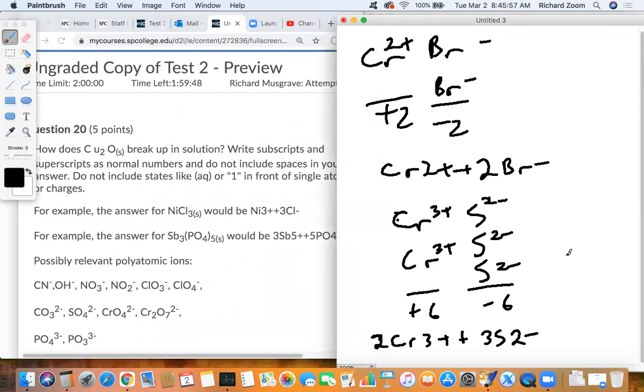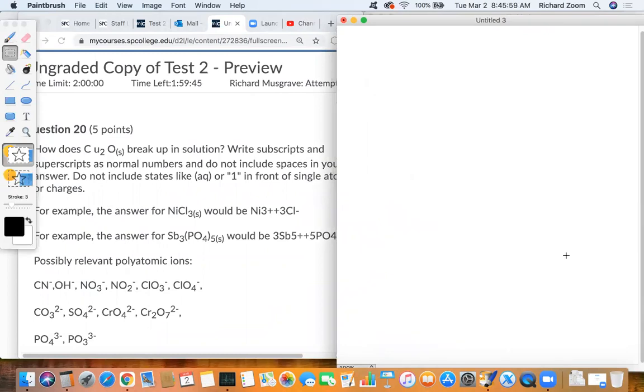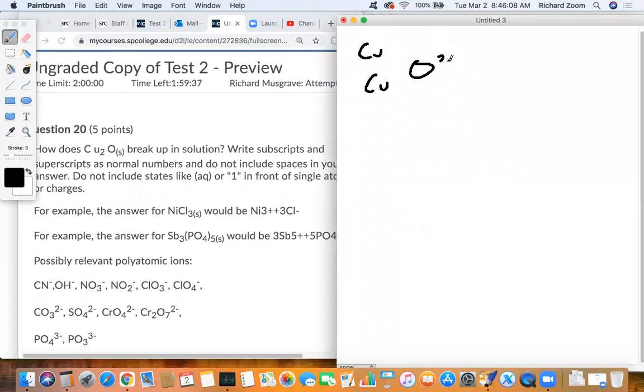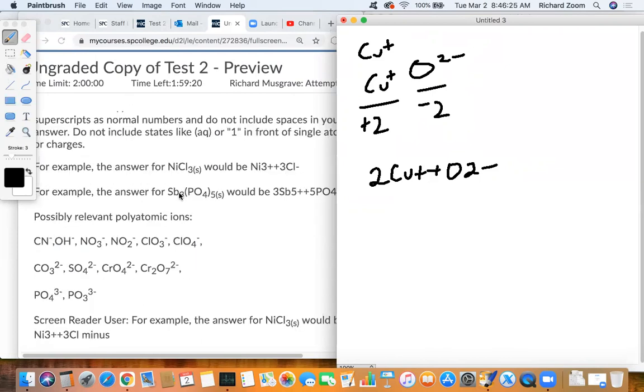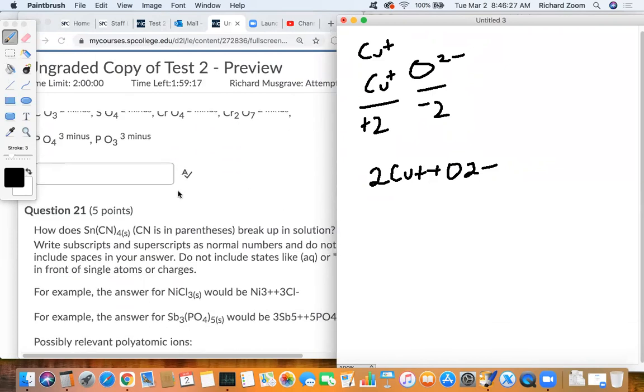I like this one, Cu2O. So it's Cu, Cu, and O. O is -2 because it's in group 6, which makes the coppers +2, which means they have to be +1 each. 2 Cu+ and O2-. Any questions about that one?